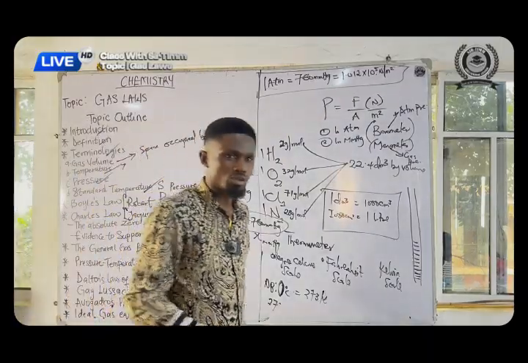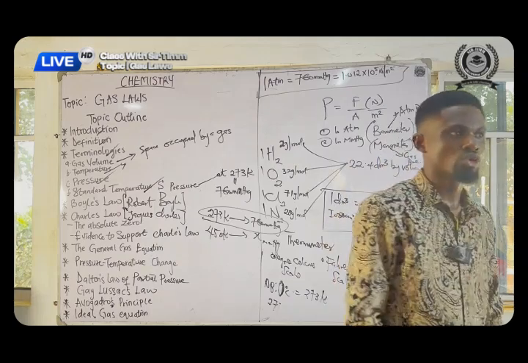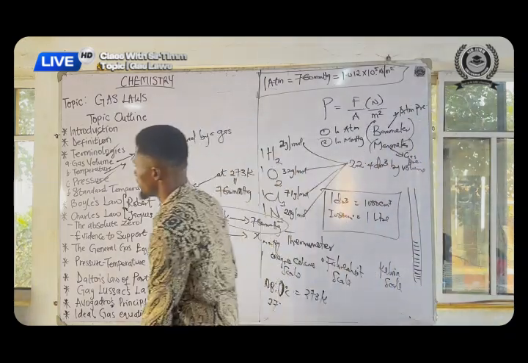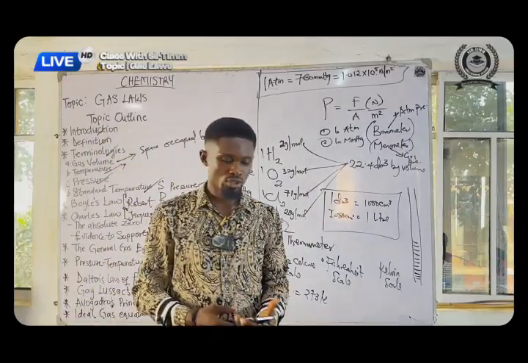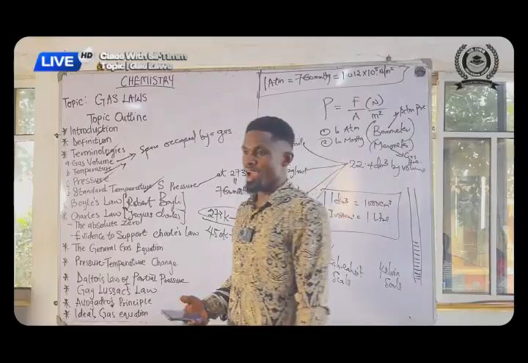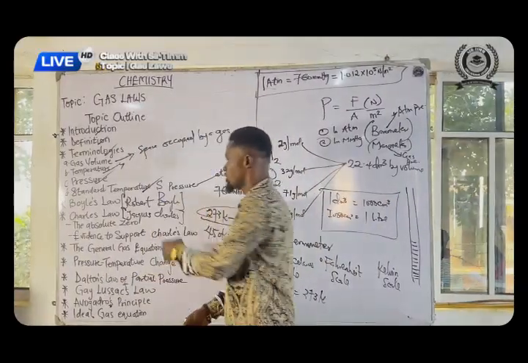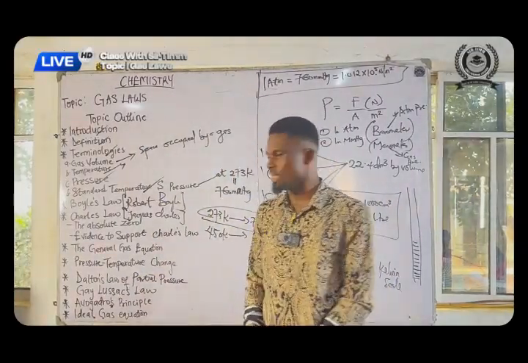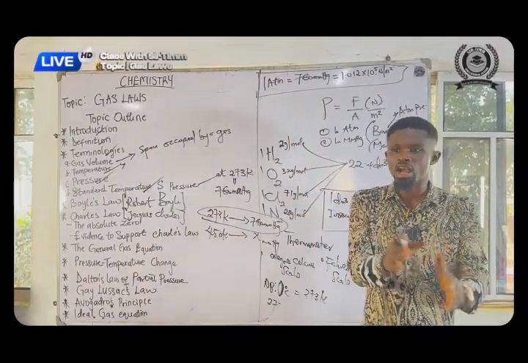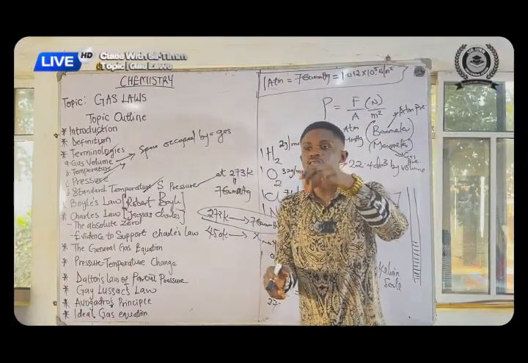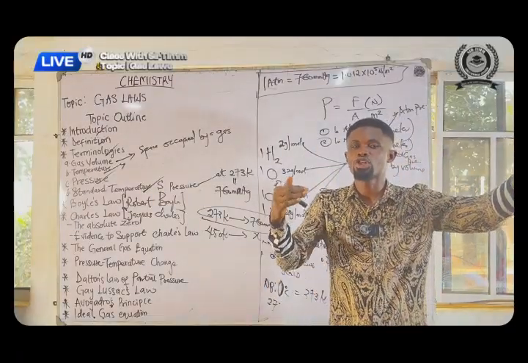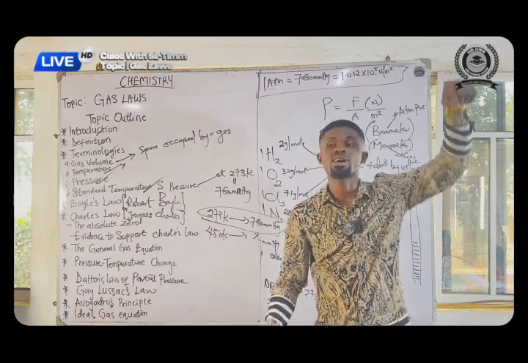So Jacques Charles was able to study the relationship of the volume and temperature of a gas. He monitored what happens to the volume of a gas if the temperature is increased or decreased, as far as the pressure remains constant.